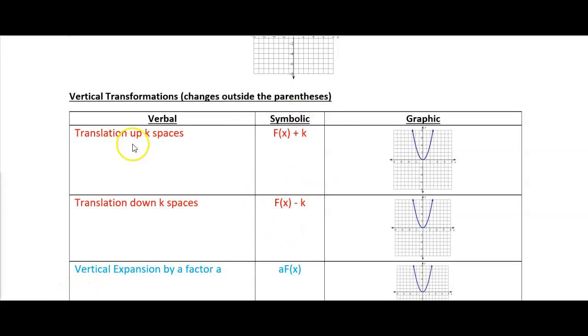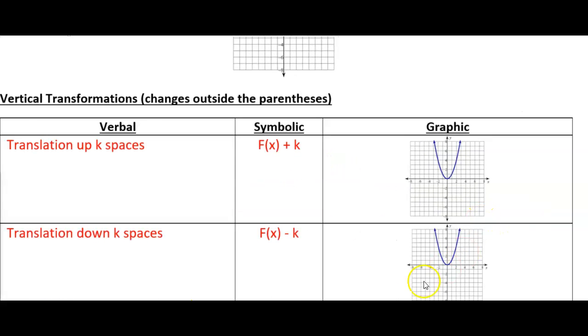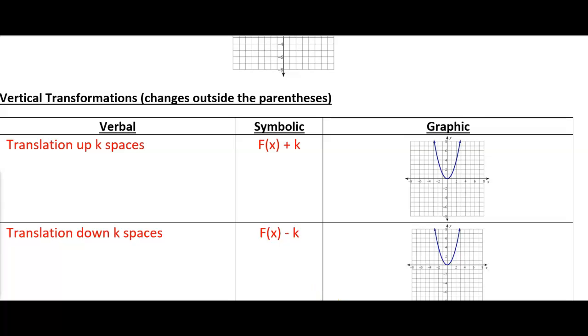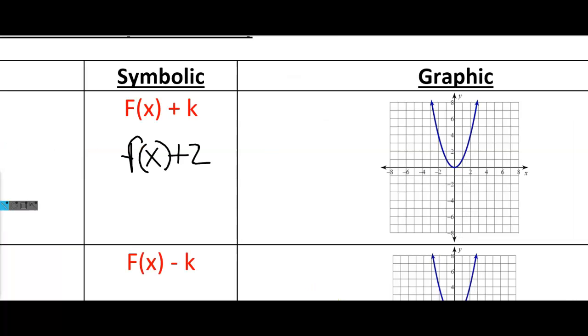All right, so let's talk about the translations first. So if you add a number to your function, that will translate the graph up however many spaces that is required to match the number that you added. So for instance here, let's say that I added 2. So we took our function, we added 2 to it. Well, every point on this parabola now is going to go up 2 more spaces. And so the end result would be that your parabola goes up 2 spaces.